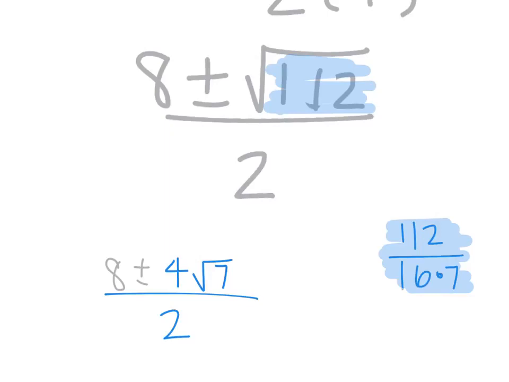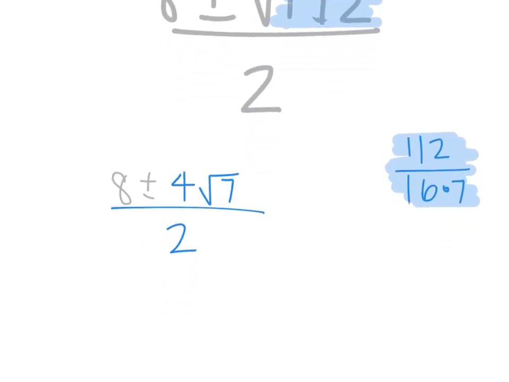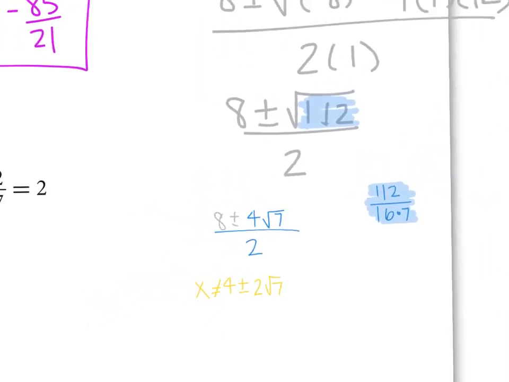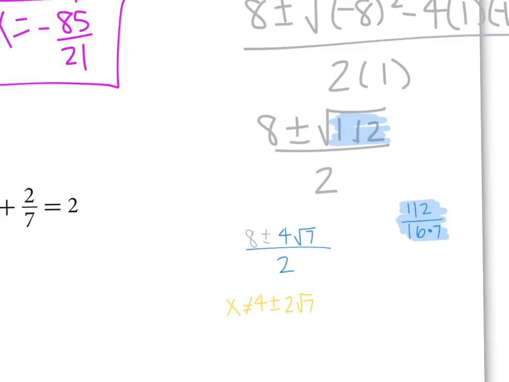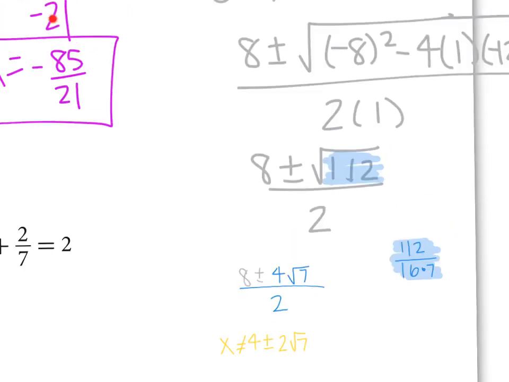Can I simplify that at all? Yes. How? Divide by 2. So I end up with 4 plus or minus 2 square root 7. So these are my excluded values. These are the things that x cannot equal in this problem, meaning we're either going to have holes or vertical asymptotes on the graph at those two places. Are either of those values the same as what we ended up with as our answer to our problem? No. So that means our answer is good. We don't have to worry about anything. It works out well.